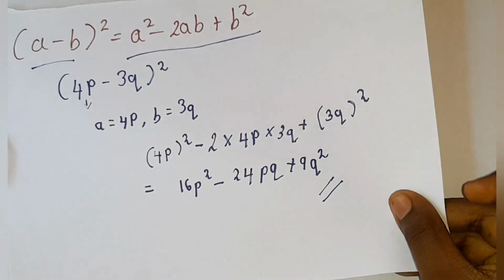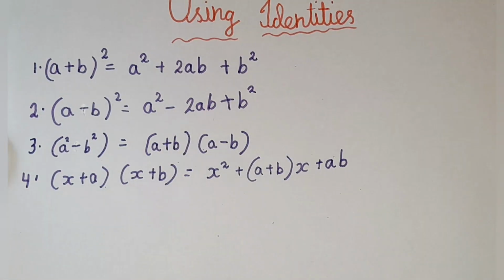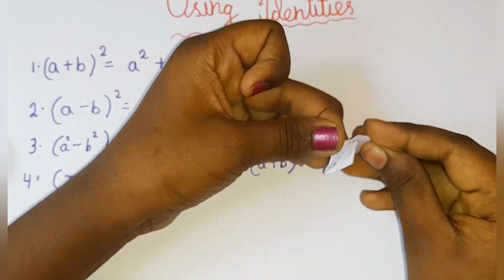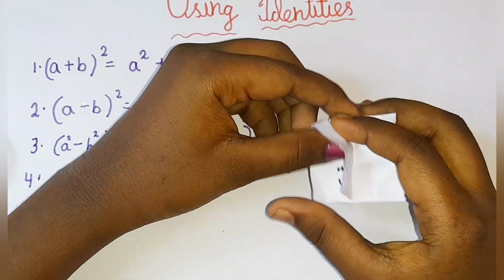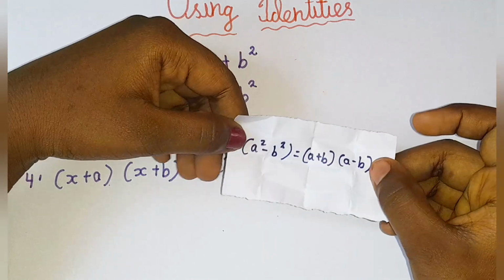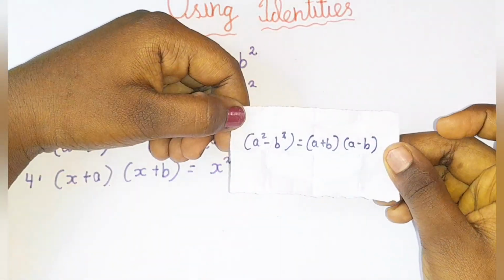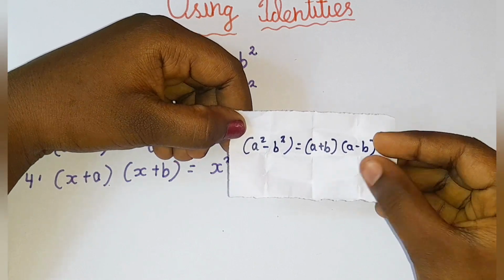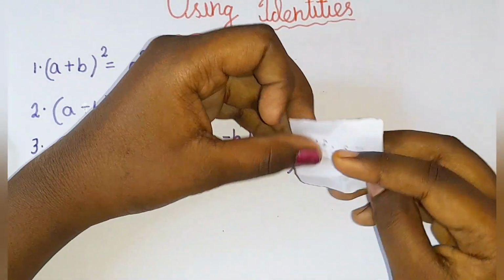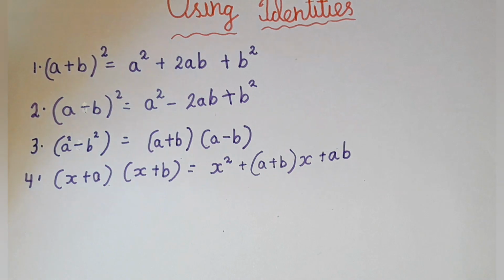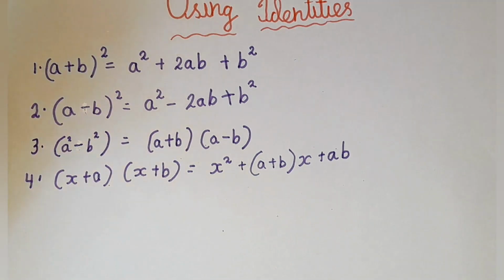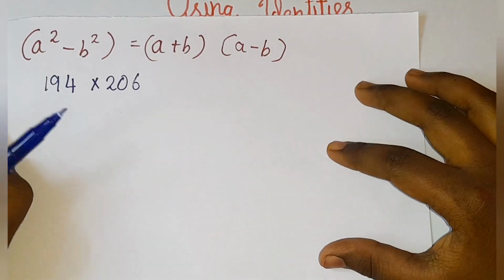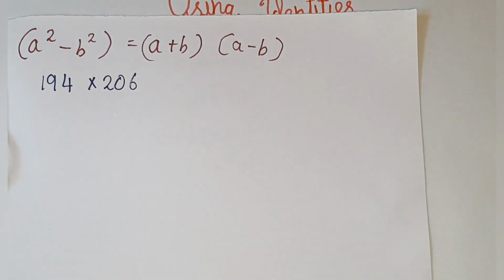So now we have learned the three properties, and now only one property is left. So let me show you guys what's the property. So the property is a square minus b square is equal to a plus b into a minus b. So now we are going to learn this property. Yeah. So this is also really easy. Okay. It's just very easy.